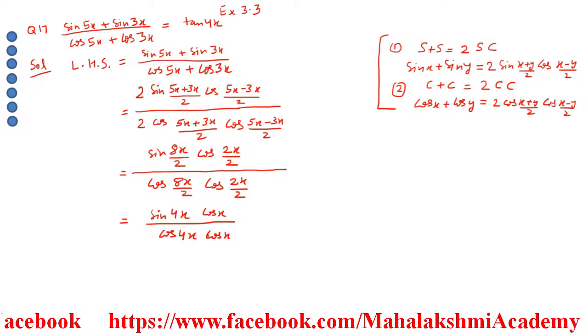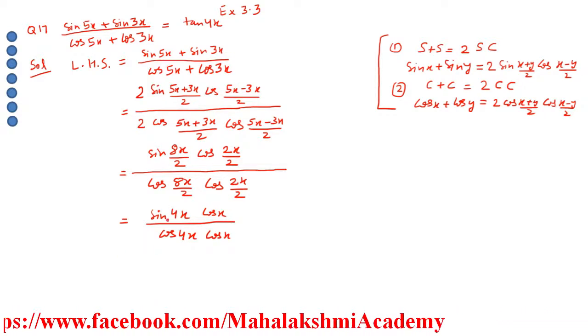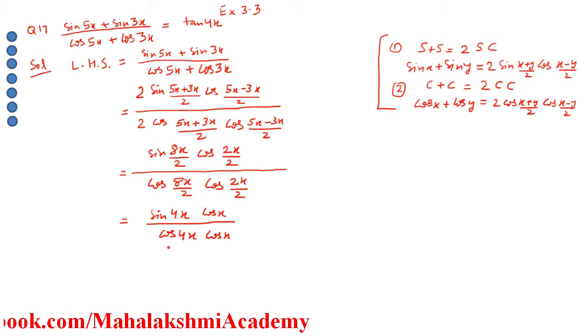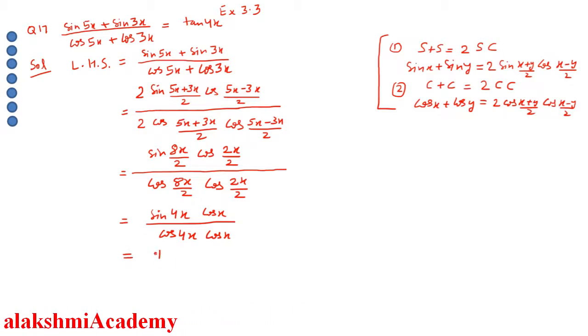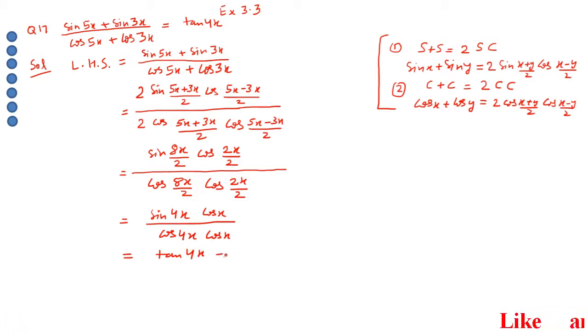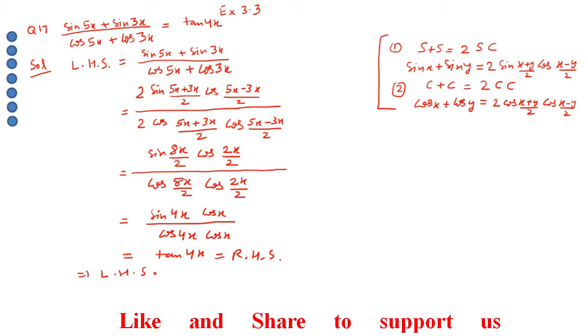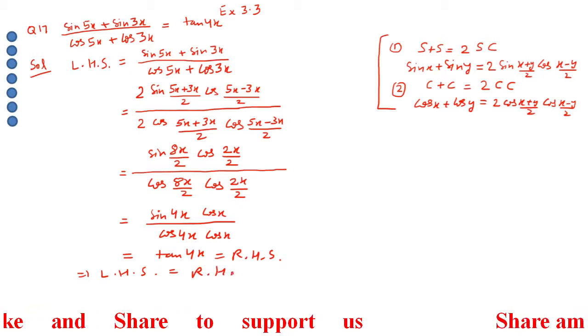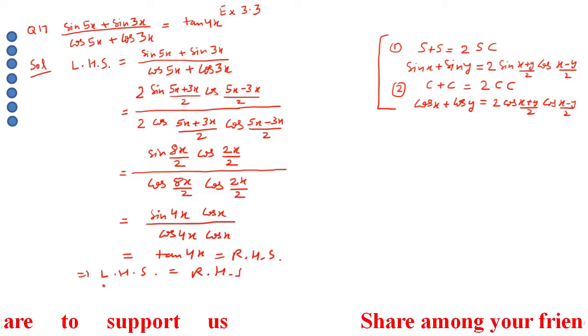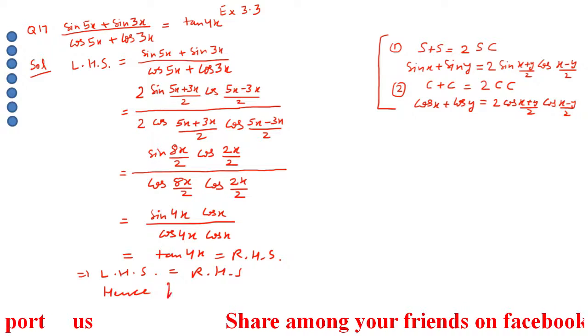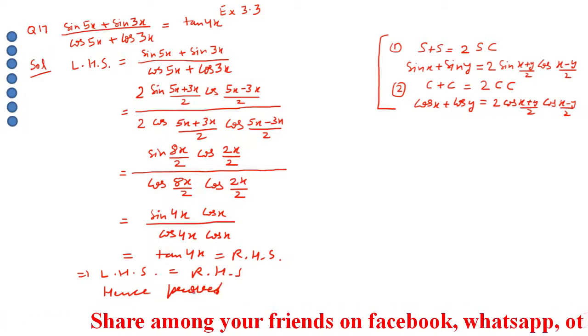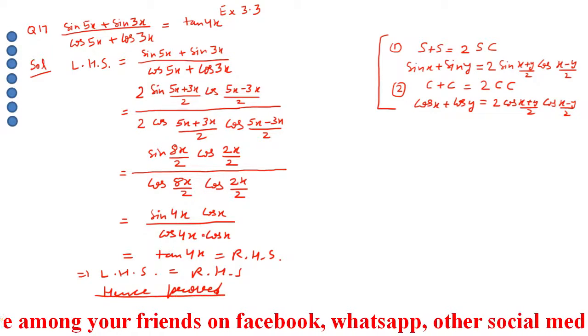So cos x and cos x will cancel. That will remain with sine 4x and cos 4x, that is tan 4x. So we'll get here tan 4x, which is our right hand side. So we obtained that left hand side is equal to right hand side, hence proved. So this question is true. So I hope this question is clear to you.